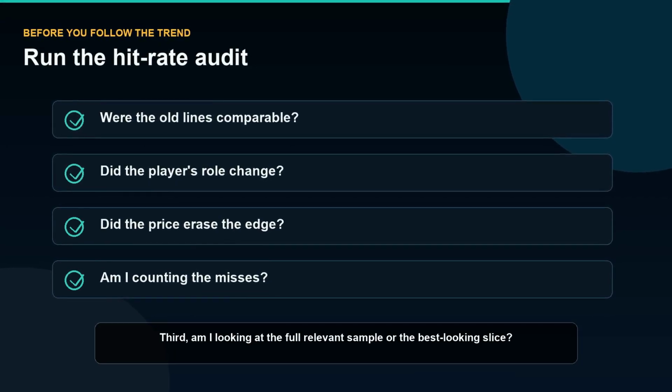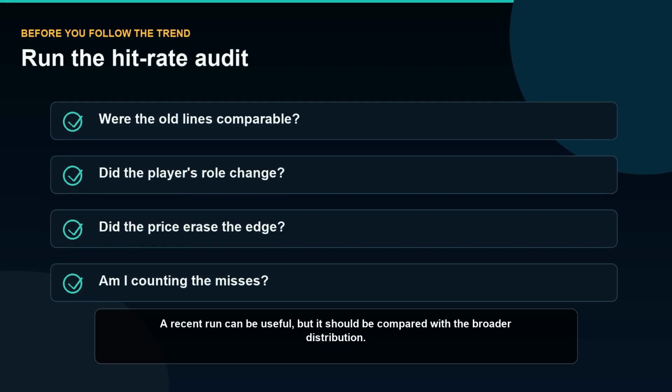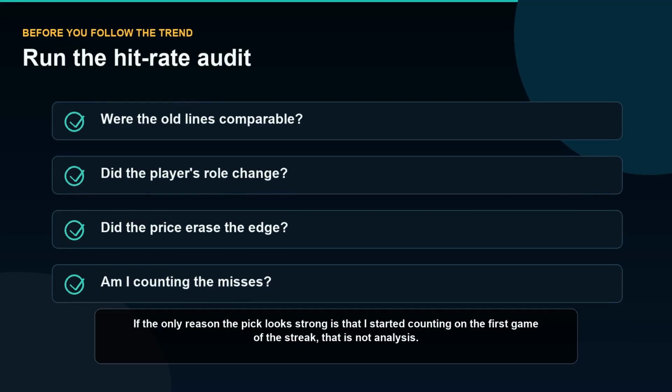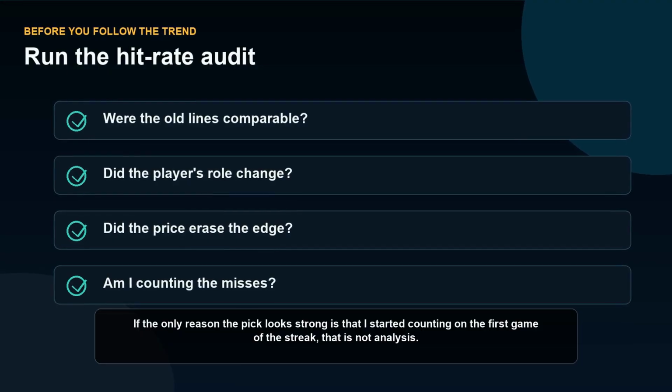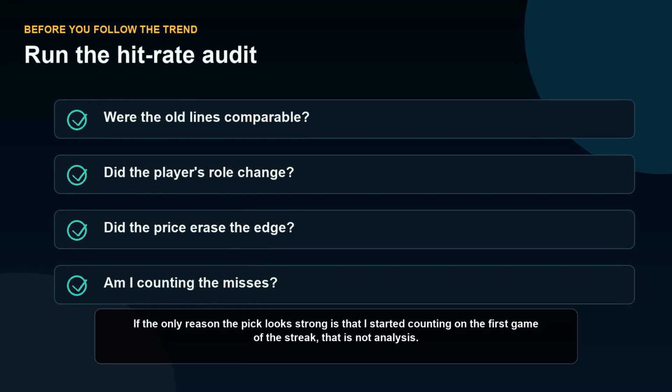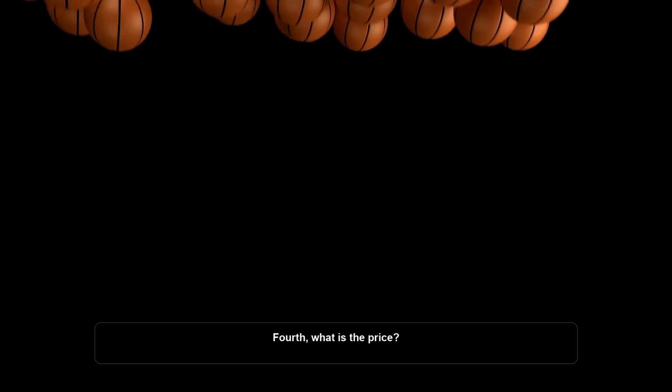Third, am I looking at the full relevant sample or the best looking slice? A recent run can be useful, but it should be compared with the broader distribution. If the only reason the pick looks strong is that I started counting on the first game of the streak, that is not analysis. It is selection bias with a percentage attached.